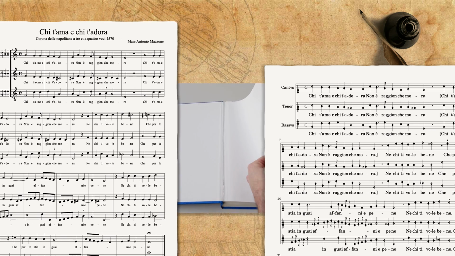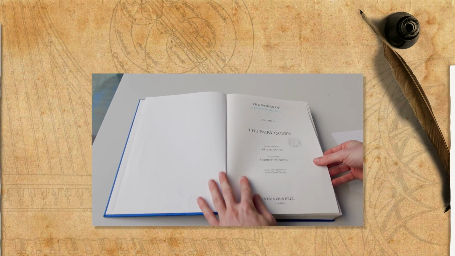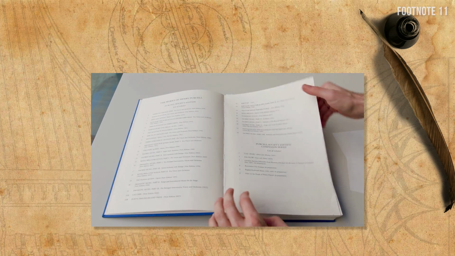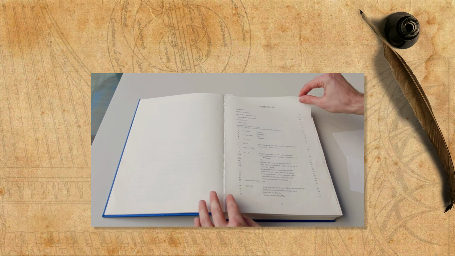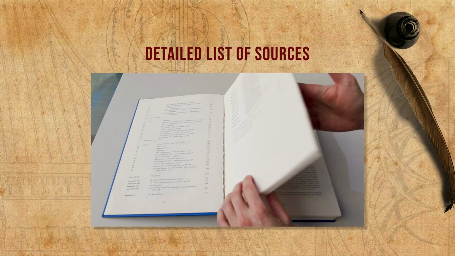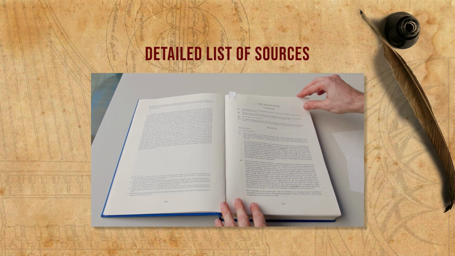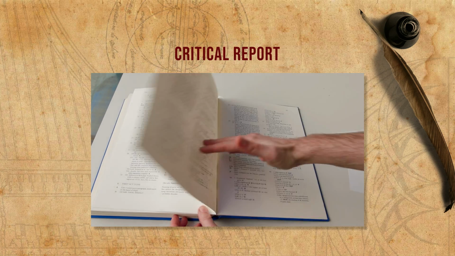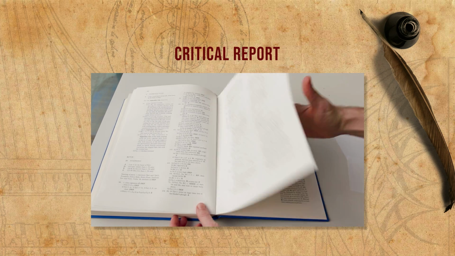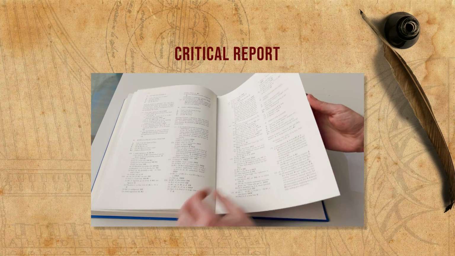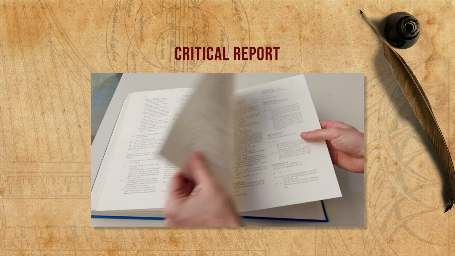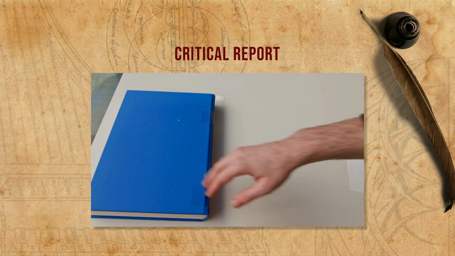Of course, the more comprehensive an editorial project is, the more comprehensive the editor's report is concerning their decisions. They might add a short description of their editorial policy, a detailed list of all the sources they consulted, and a long list of each and every detail in the source that they decided to change and why. In fact, a good deal of musicology can be learned by examining the reports of such professional editions.